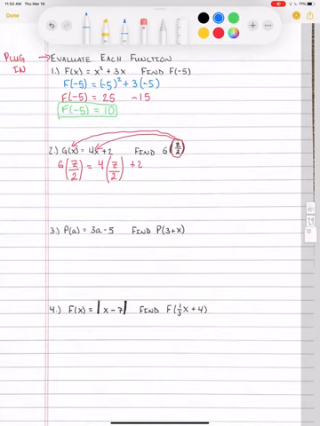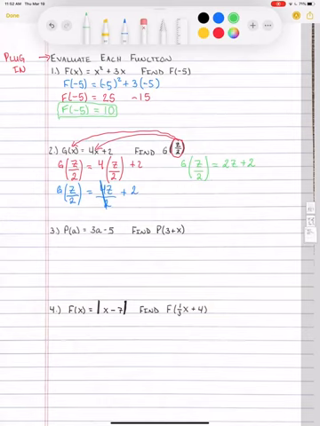If I multiply this through, g of z over 2 equals 4z over 2 plus 2. 4 divided by 2 can reduce, and it's going to leave me with g of z over 2 equals 4 divided by 2 is 2z plus 2.